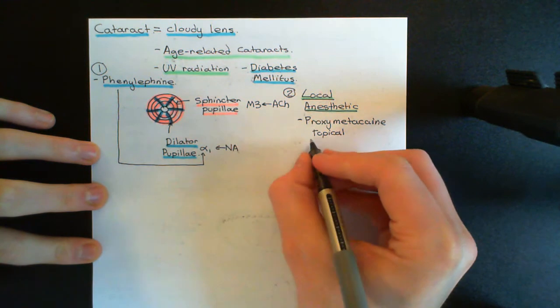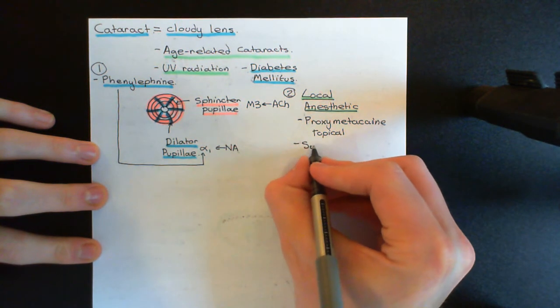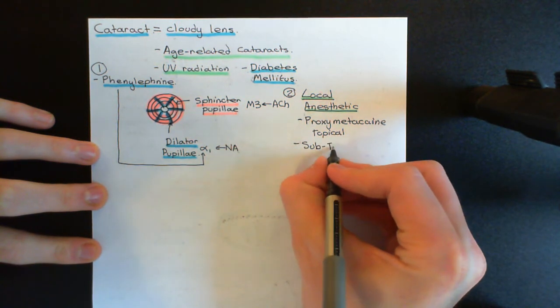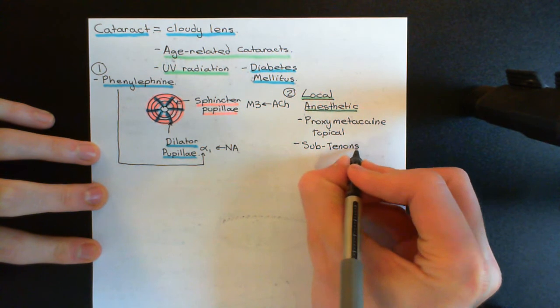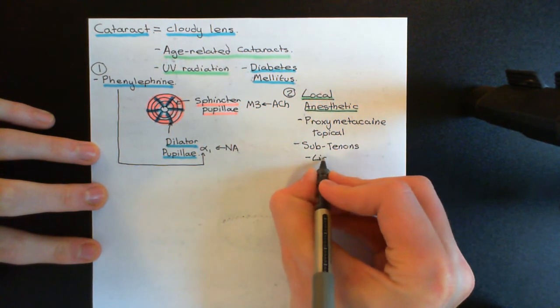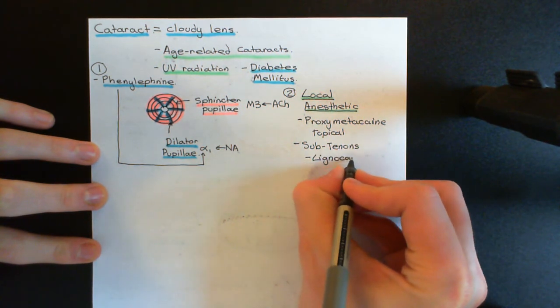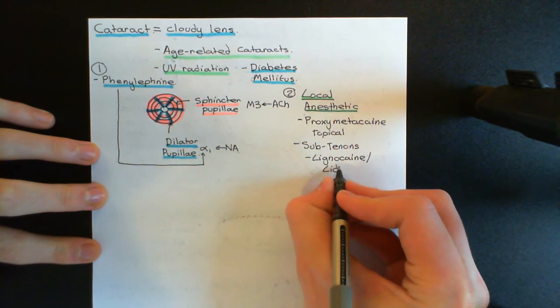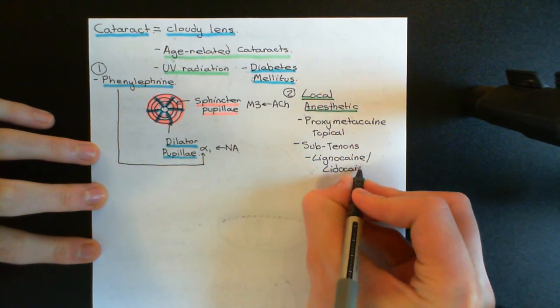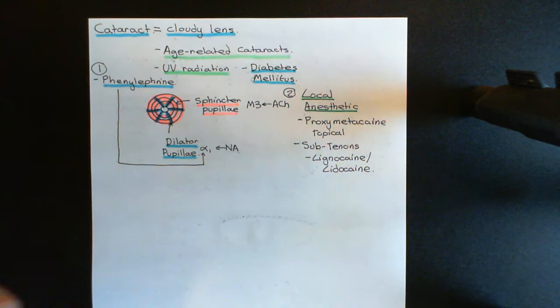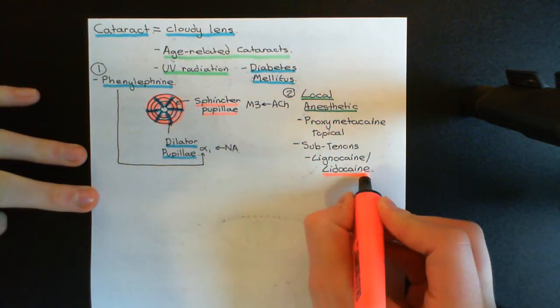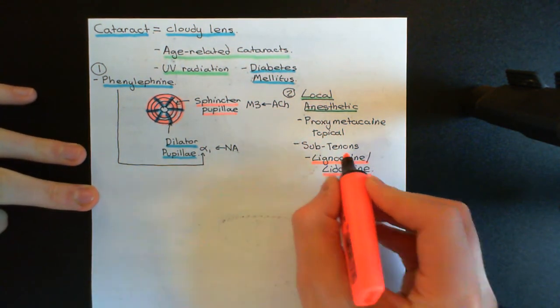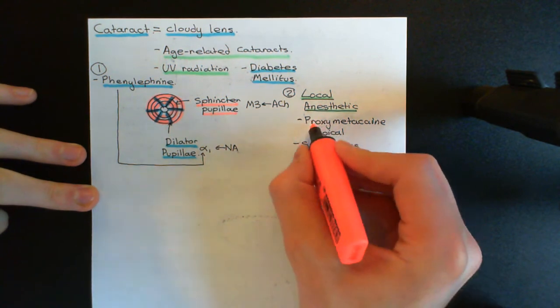Then what we're going to give is what's known as a sub-Tenon's local anaesthetic, and this will be lignocaine usually, which is also called lidocaine in the States. So lignocaine is the name used still in England, lidocaine is the name that the States wants us to use and hasn't quite got its way yet, but probably will later on. So lignocaine or lidocaine is the one that's going to be used usually for the sub-Tenon's local anaesthetic.